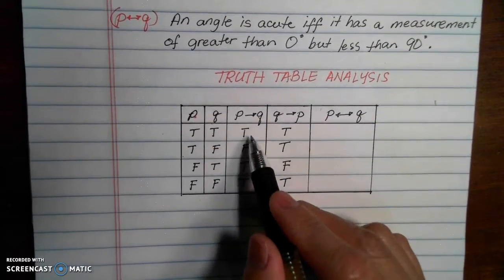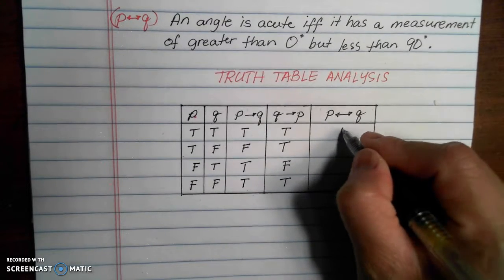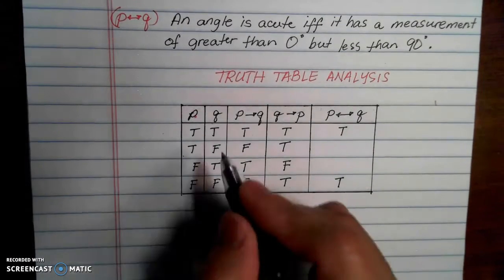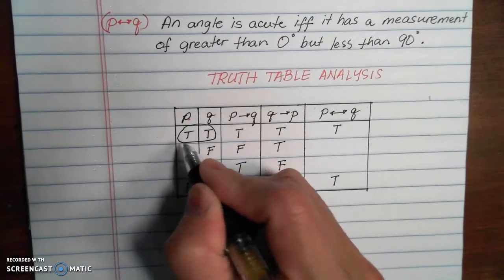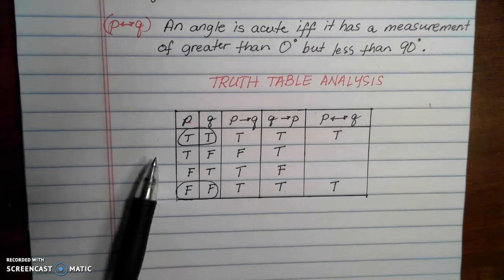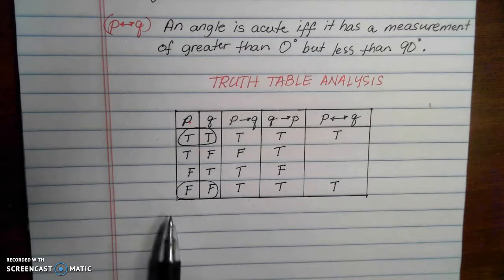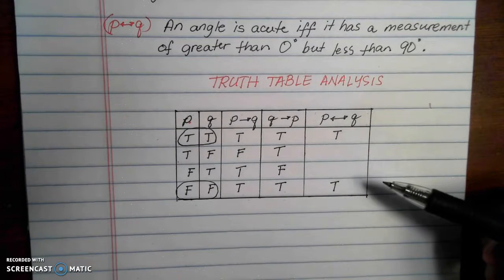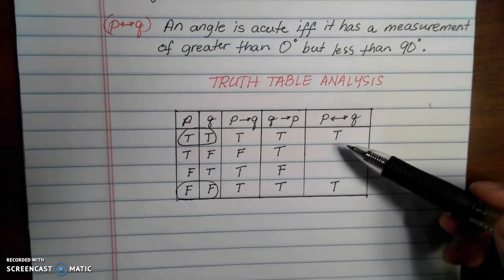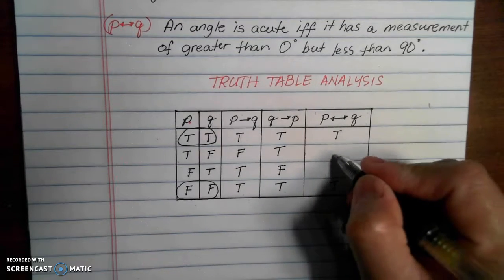Remember that if it's true, true, true, true, your final statement becomes true. Also, what I want you to focus on are these two truth values right here. In a biconditional statement, if P and Q are both true or P and Q are both false, your biconditional statement becomes true. And those are the only two times that they're going to be true, if both are true, P and Q, or if both are false. The rest will turn out to be false.